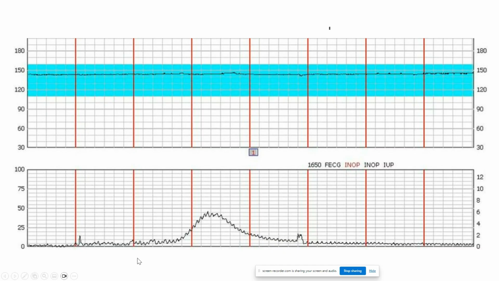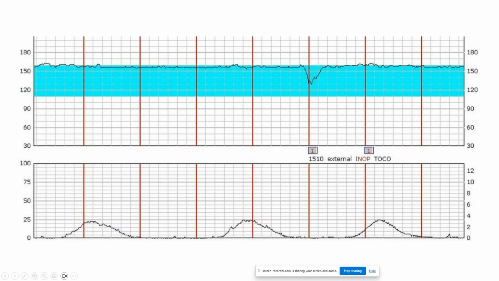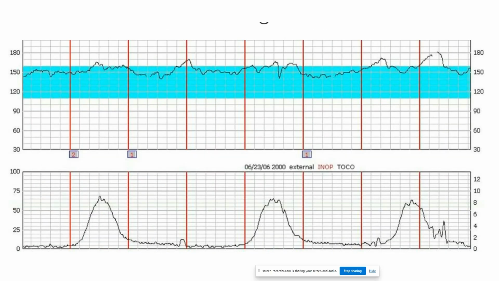Now, just to wrap up, let's discuss briefly a non-stress test, an NST. A non-stress test is the best way to look at our fetus and how they're doing.